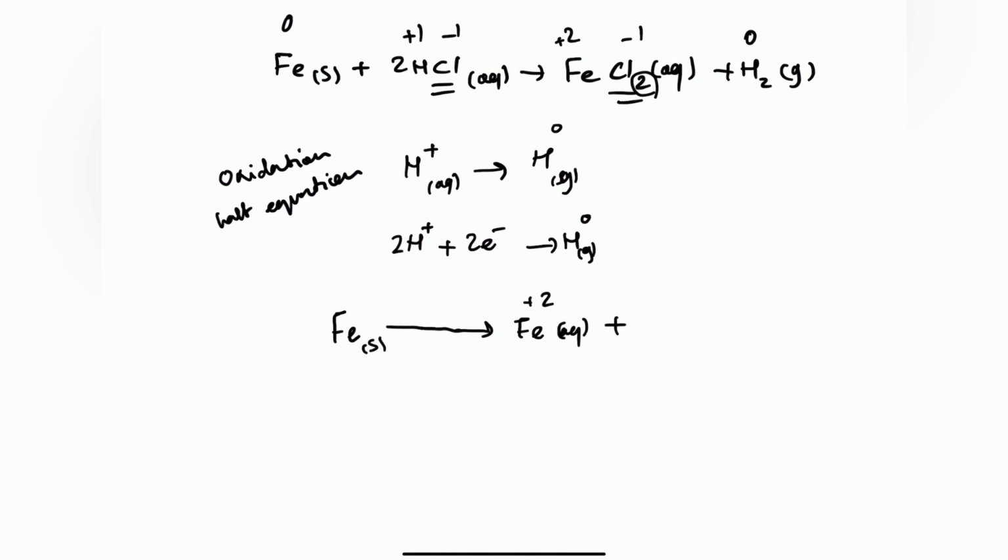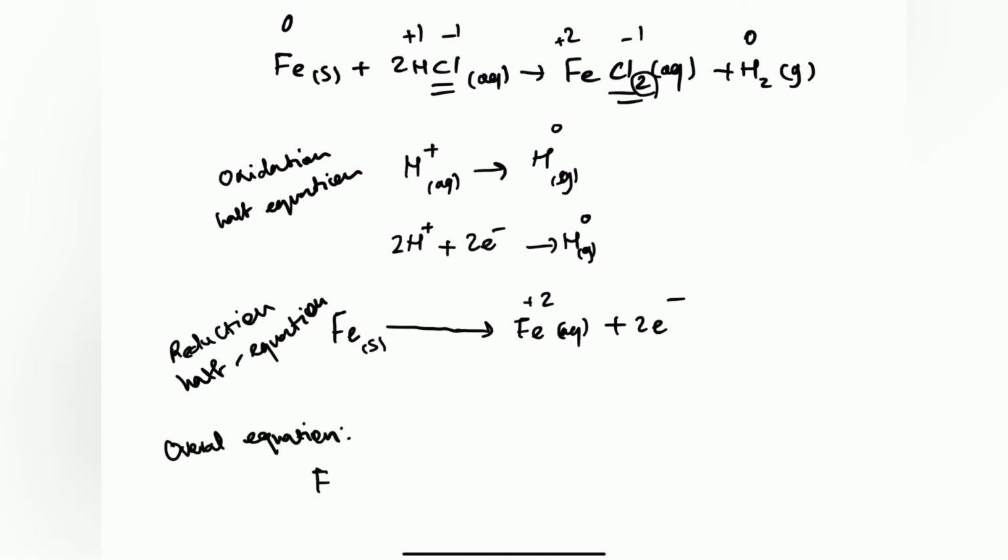Then cancel the electrons, which gives you the overall equation. Keep in mind that the electrons had the same number in both half equations. That is why we do not multiply these equations, because they have the same number of electrons.